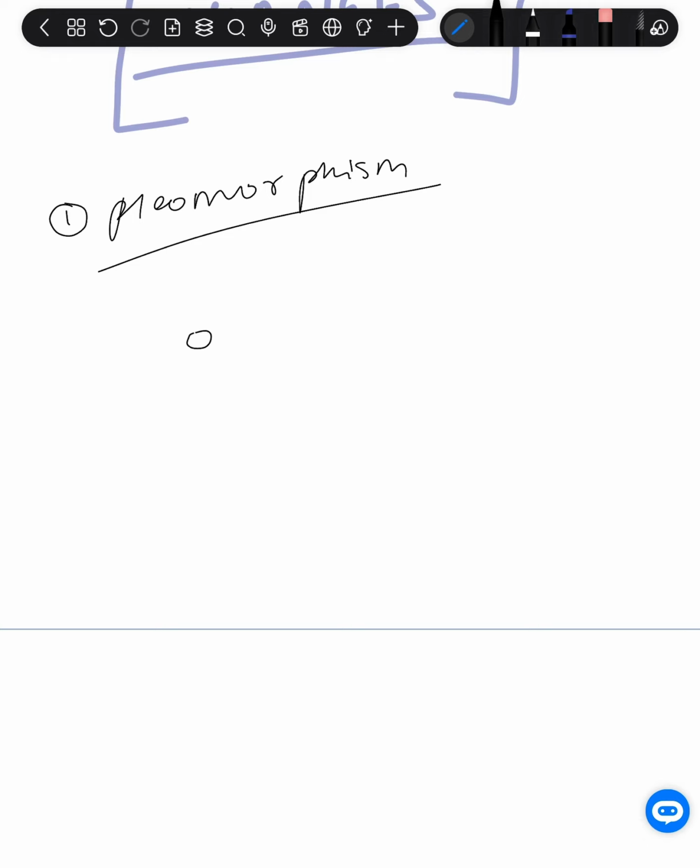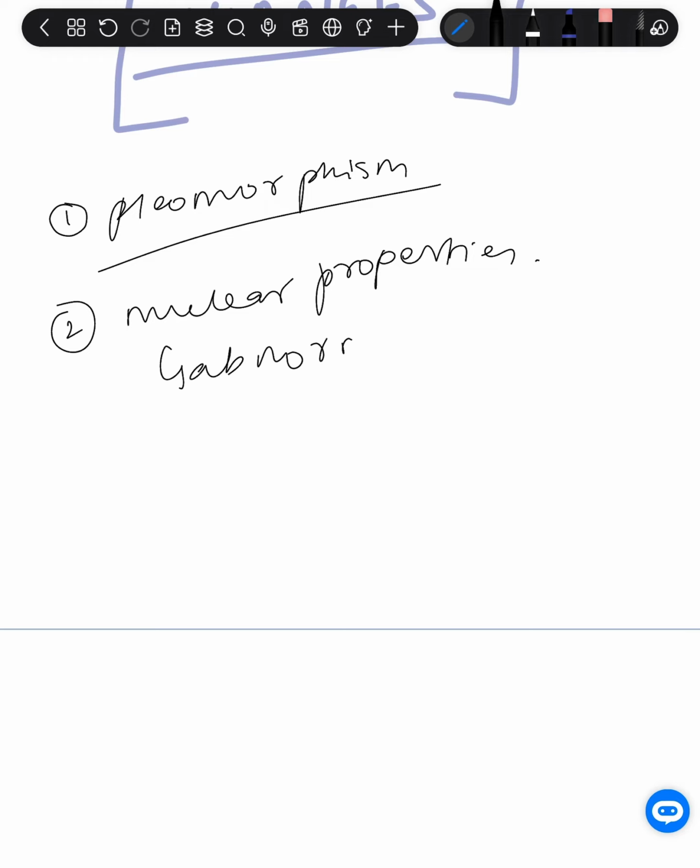There are some cells this small, and then there are some giant cells also. This is what pleomorphism is. There is a difference in size and shape. The second thing is there are some abnormal nuclear properties. It's okay, I wrote it: abnormal nuclear properties.